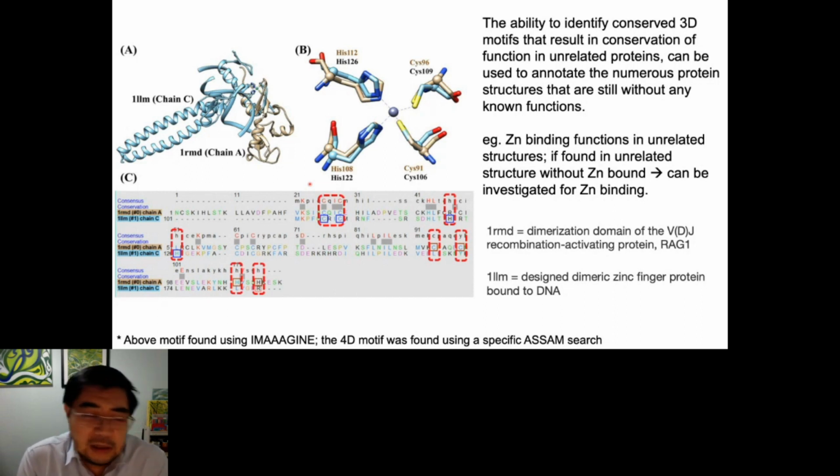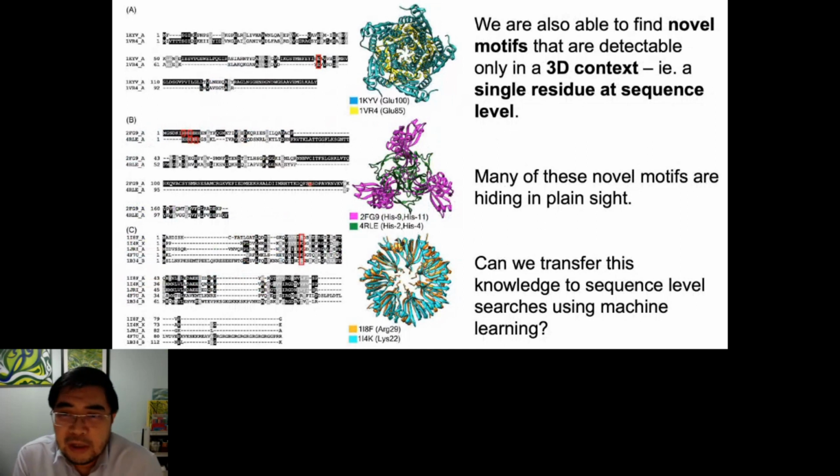Interestingly, using Imagine, we were also able to find novel motifs that are present only in a 3D context, where these particular motifs are actually single residues at the sequence level. But when looking at an assembly, you'll find that these assemble into a motif. So the example here that we can see is a histidine in the middle there, histidine.